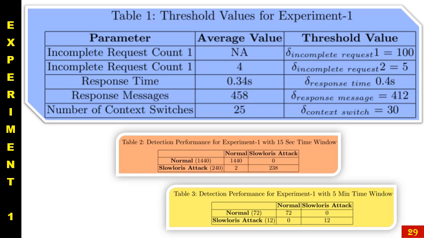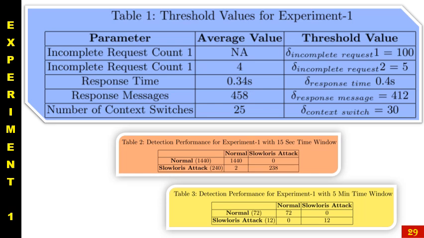In a similar way, the response messages average value in our experiment was 458, and since the response messages dip when the attack is mounted, we reduce 25% from this and come to the threshold value of 412. And the same in the case of context switches: the average value is 25, so we add 25% and make it 30.